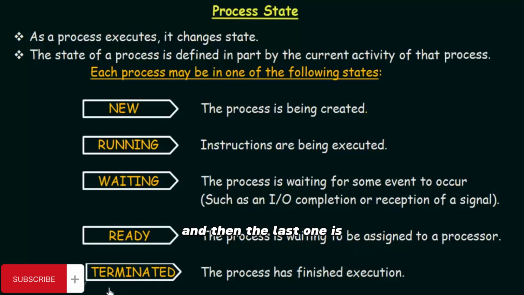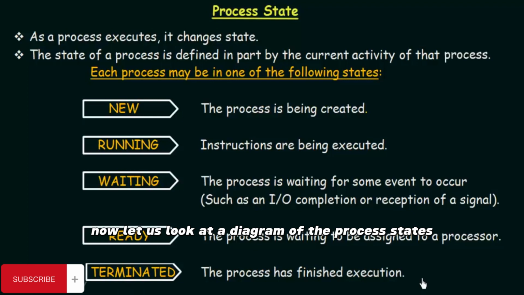And then the last one is called the terminated state. From the name itself, you must have understood: the process has finished execution. When the process finishes execution, then we say that it is in the terminated state, or the process has been terminated. So these are the states in which a process can be. These are the main states that we have, and different books or different systems may use different words to denote these states, but basically they all mean the same thing.